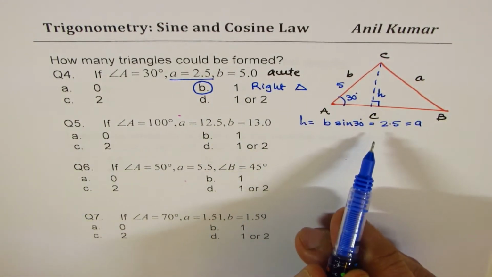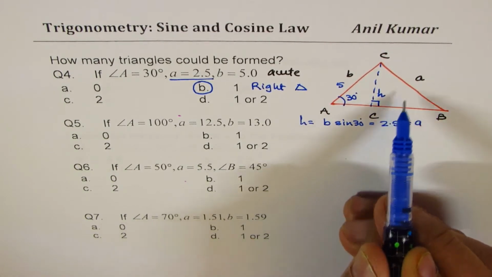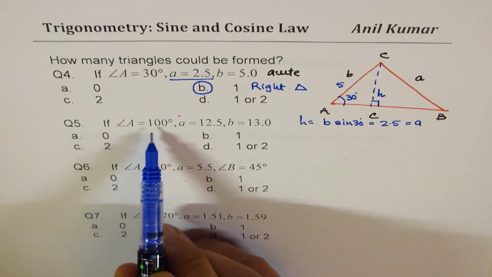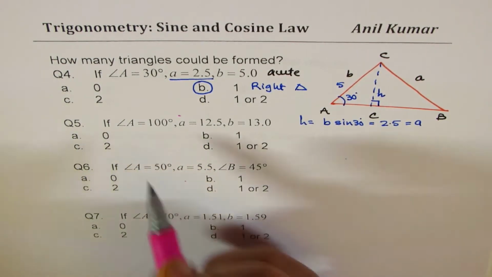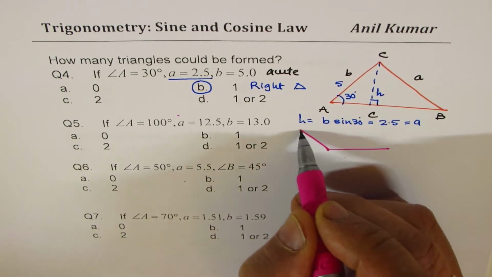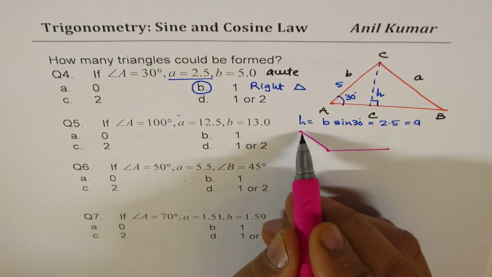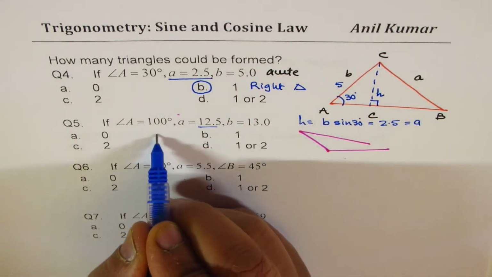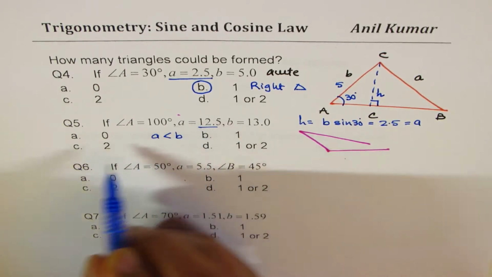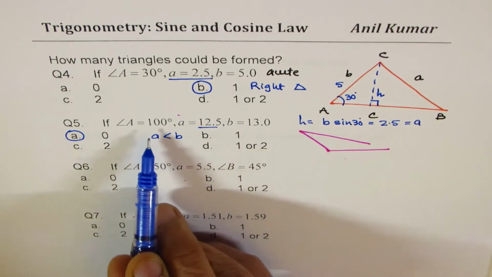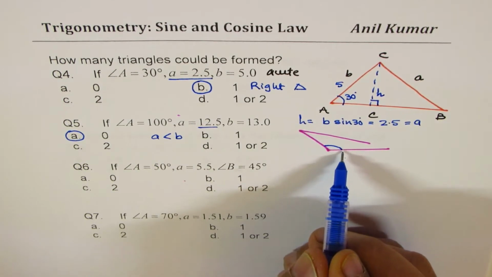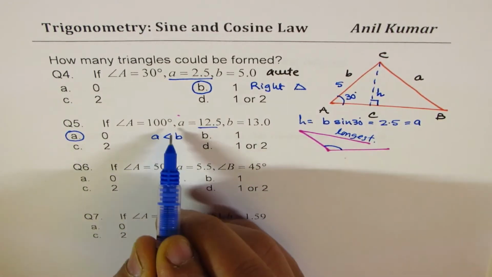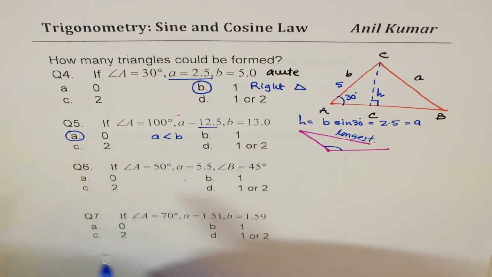So that is the concept. If A is greater, we'll get 2. If A is smaller, we won't get any triangle. Question 5. If angle A is 100, that is to say, now we are talking about an obtuse angle, right? So if it is an obtuse angle, side A has to be longest, correct? But what we are given here is that A is less than B. So that means no triangle, correct? Because A is the obtuse angle, so that is supposed to be the longest side. Since it is not, we cannot make a triangle.